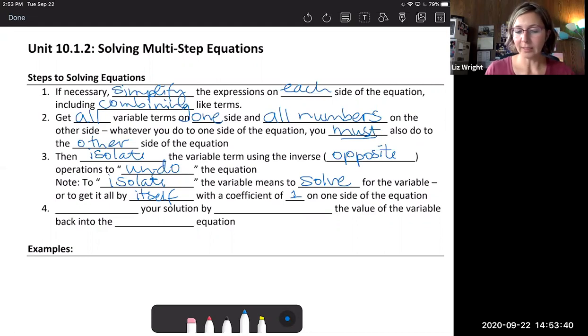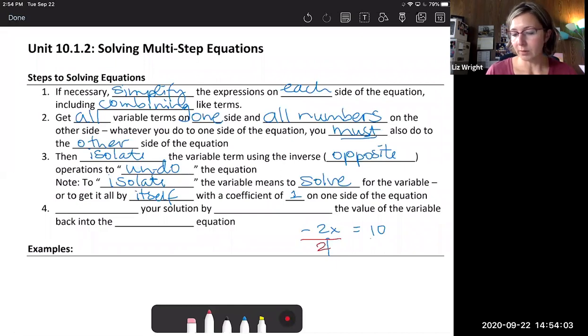So again, if you have negative 2x equals 10, and I say, okay, let's undo this equation, I would say, what operation's happening between the negative 2 and the x? And you would say multiplication. And then I would say, what's the opposite or inverse operation of multiplication? And you would say division. And so then we would divide.